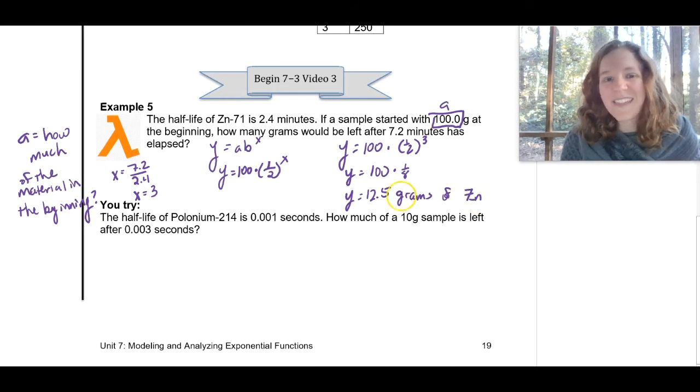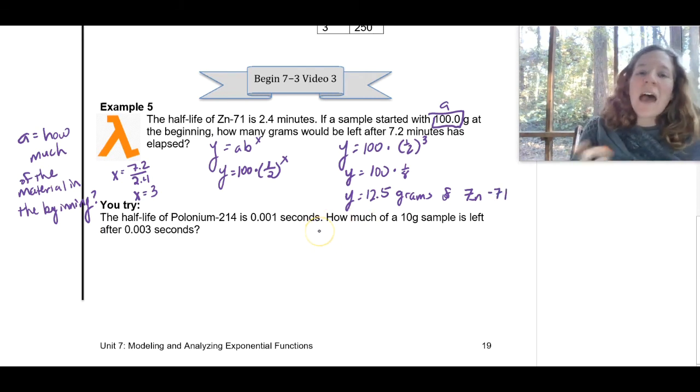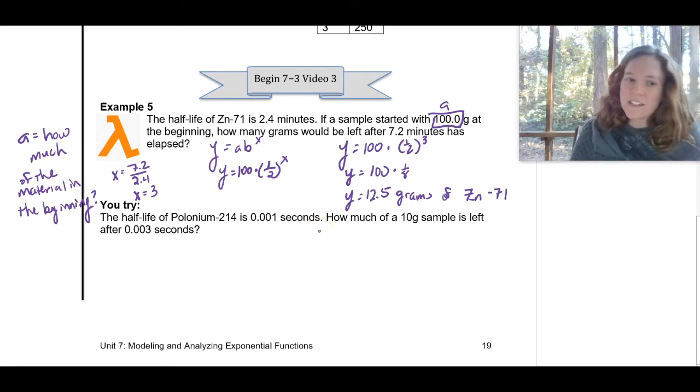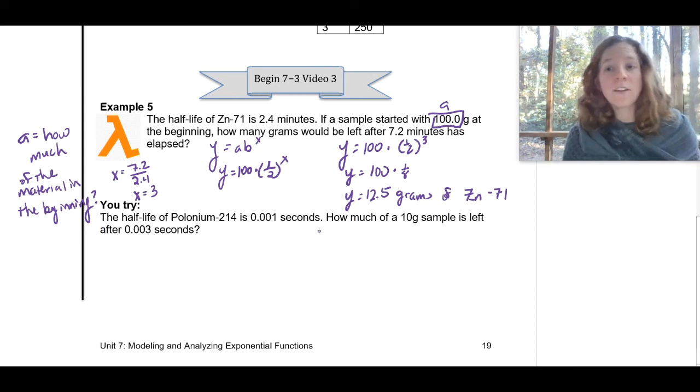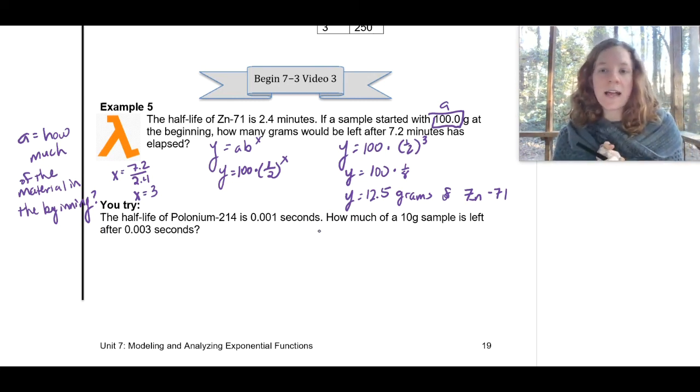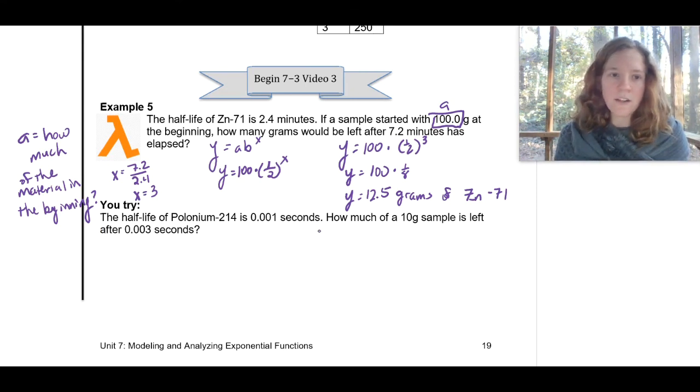Proud of myself for knowing that ZN is zinc. Don't go check me because I might be wrong. Zinc-71 after we've let 7.2 minutes go by. All right, hopefully that clears up a little bit of what you learned in science class and doesn't just confuse you on what they taught you.